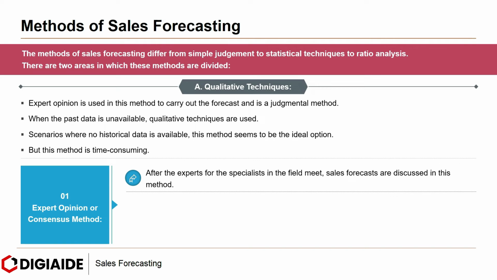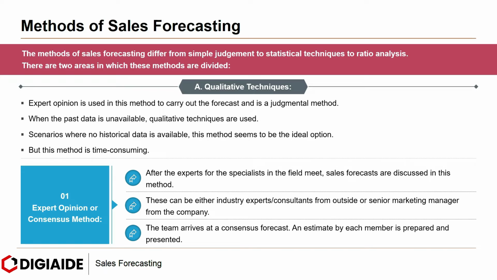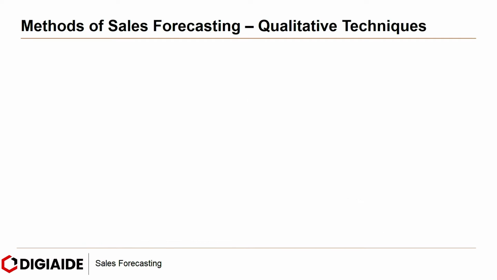After the experts, the specialists in the fields, meet, sales forecasts are discussed in this method. They can either be industry experts, consultants from outside, or senior marketing managers from the company. The team arrives at a consensus forecast, and an estimate by each member is prepared and presented.